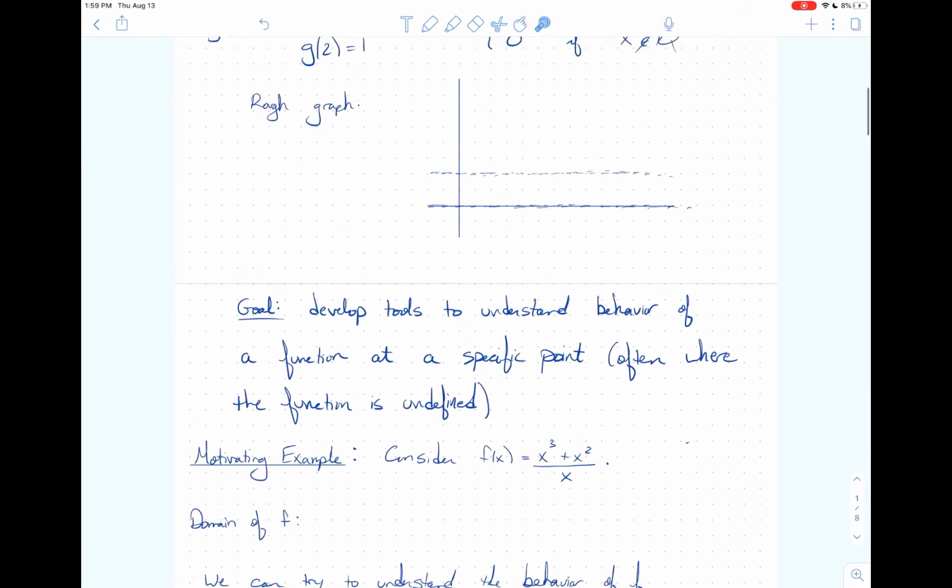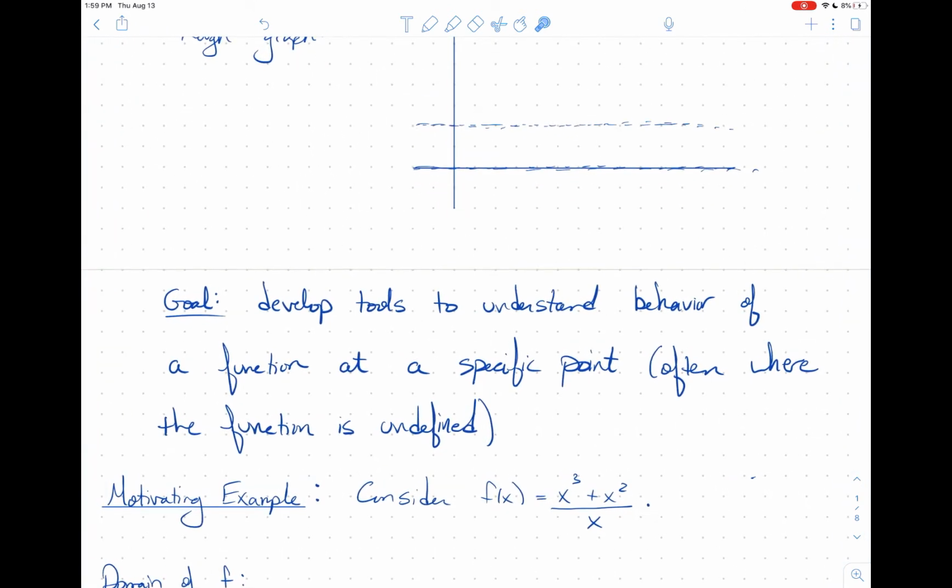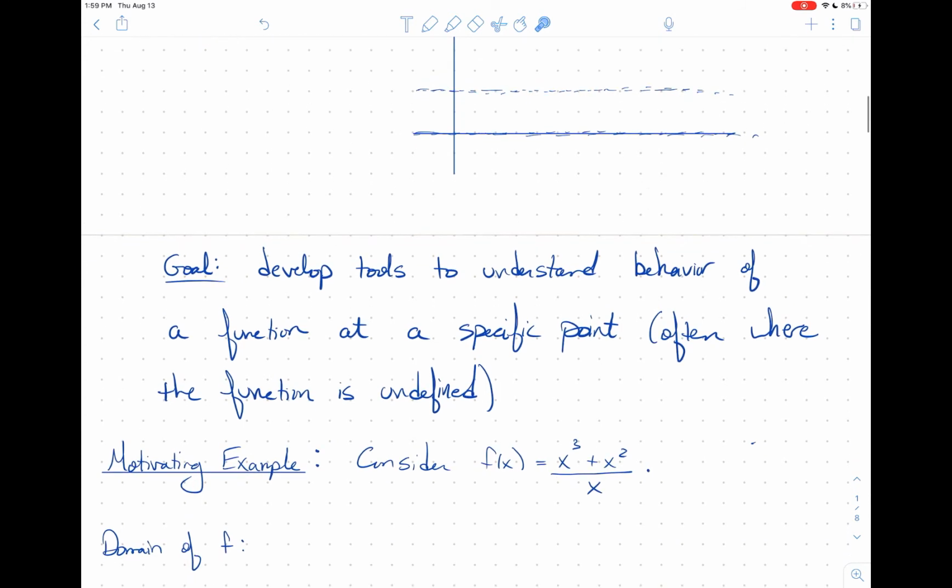So I want us to consider the function, let me zoom in a little bit, f of x equals x cubed plus x squared all over x. And it's not hard if you think about the rules that we talked about in the review. The domain of f is, well, I just can't plug in 0. So the domain of f is, let's write it in interval notation, minus infinity to 0, union 0 to infinity, right? This is the same thing as the set of x in the reals such that x is not equal to 0, however you want to write it.